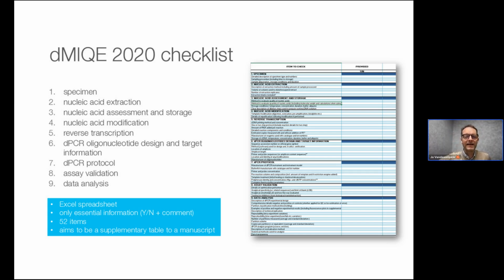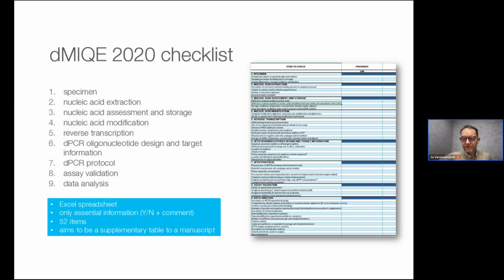So coming back to the dMIQE checklist, these are again 9 chapters depicted here, from where does your specimen come from? How was it processed and treated? How did you extract the nucleic acids? If you do gene expression, how did you do reverse transcription? How were the controls made? Your oligonucleotides, how did you design and validate them, et cetera.